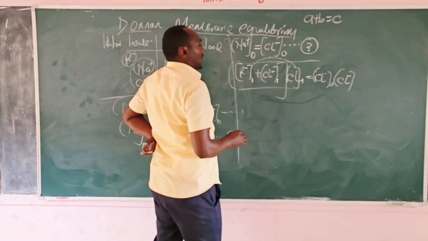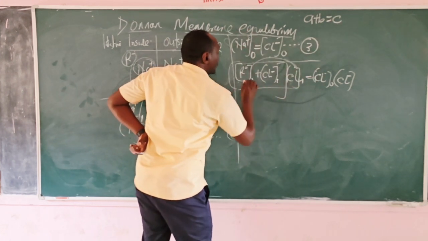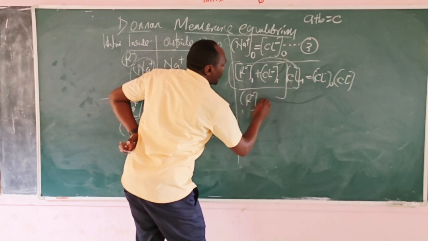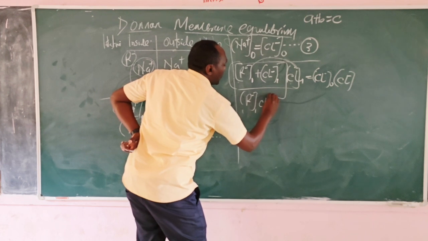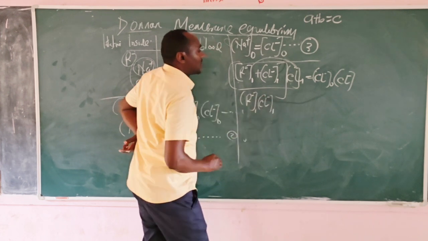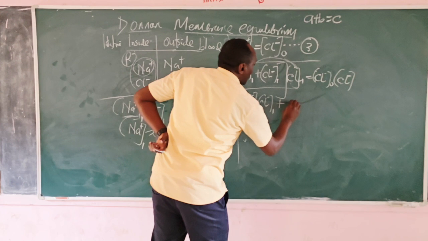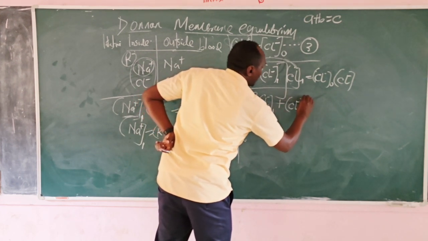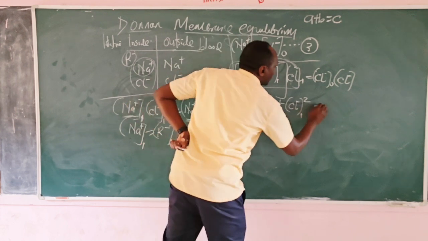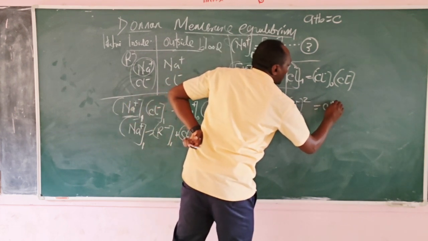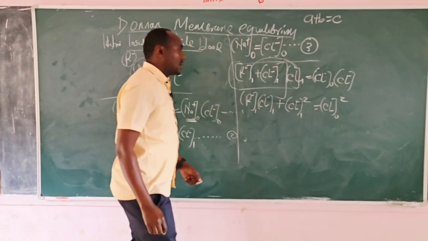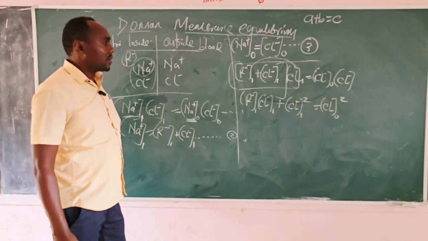So you will multiply this one. It's going to be R minus concentration of chloride inside, plus chloride inside squared, is equal to chloride outside squared. This is what's going to come up now.